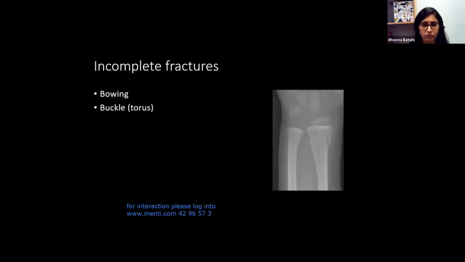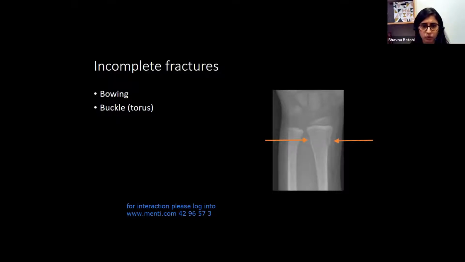So as I alluded to earlier with the green stick fractures, these are often fractures that occur in children, and children have a lot of elasticity in their bones. So they may have fractures which are the result of bowing, where you don't actually see a fracture line, but the shape of the bone is distorted. You may get a buckle or a torus fracture, as you can see here, and that might just appear as a ripple or a little bump on the cortex of the bone.